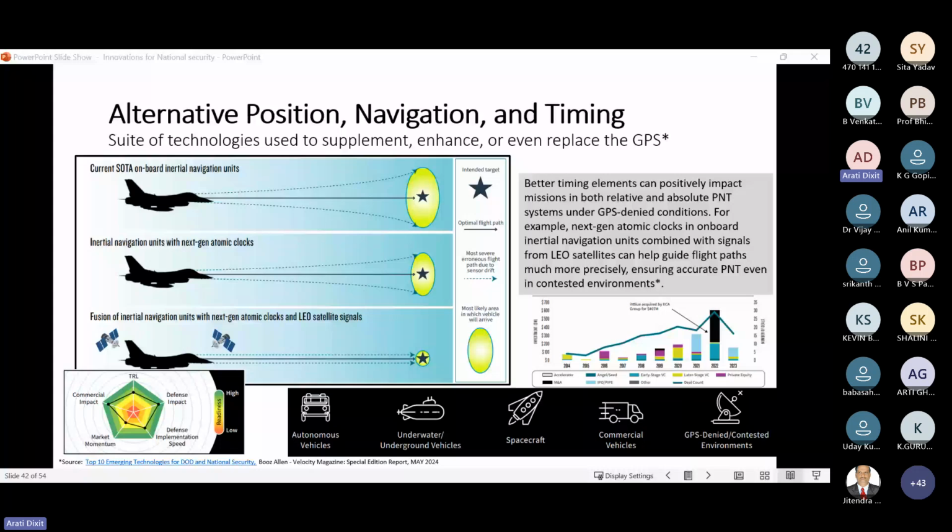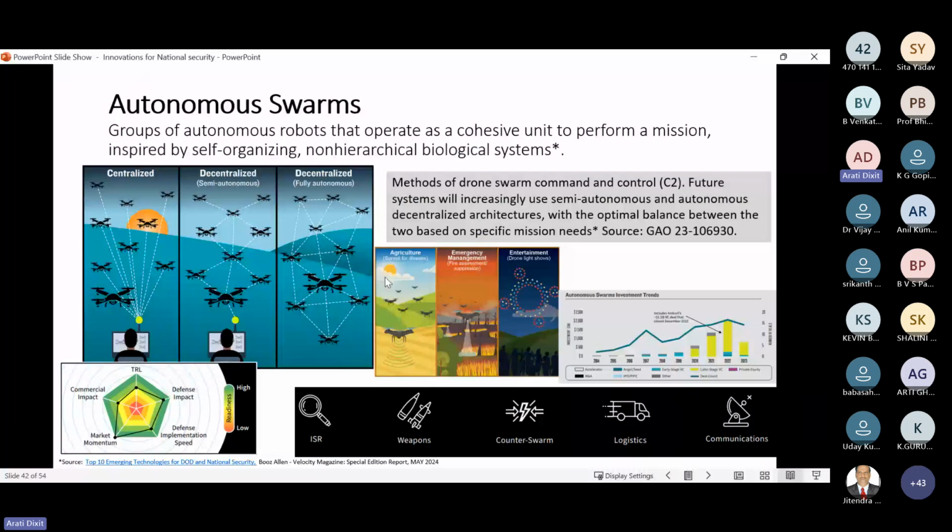The third one is autonomous swarms. Autonomous swarms are a group of autonomous robots that operate as a cohesive unit to perform a mission, inspired by self-organizing, non-hierarchical biological systems. So here, if we again look at the diagram, it can be centralized, it can be decentralized, which is semi-autonomous, not automatic, and decentralized, which is fully autonomous.